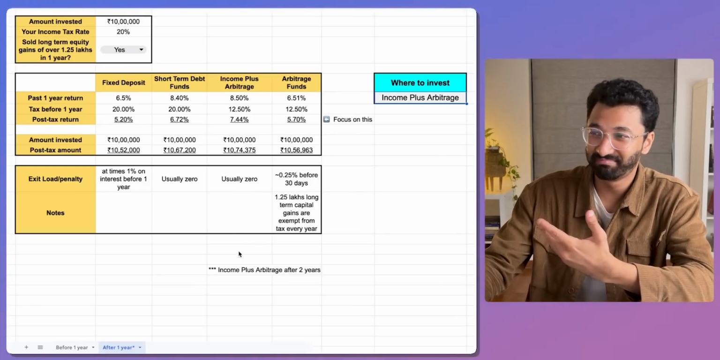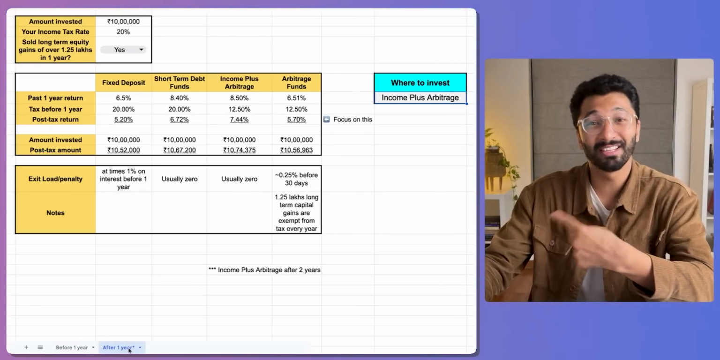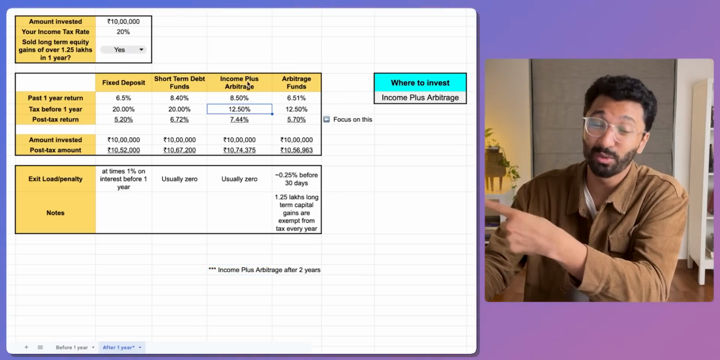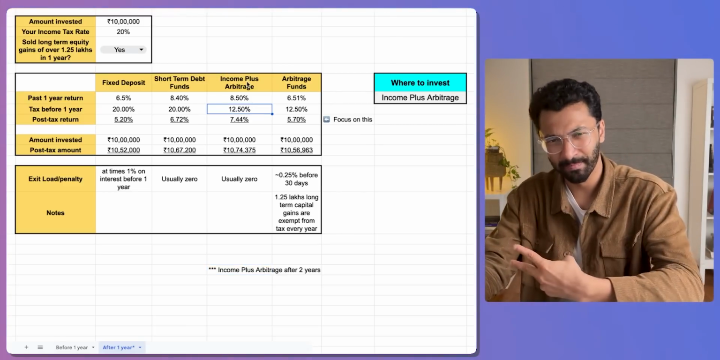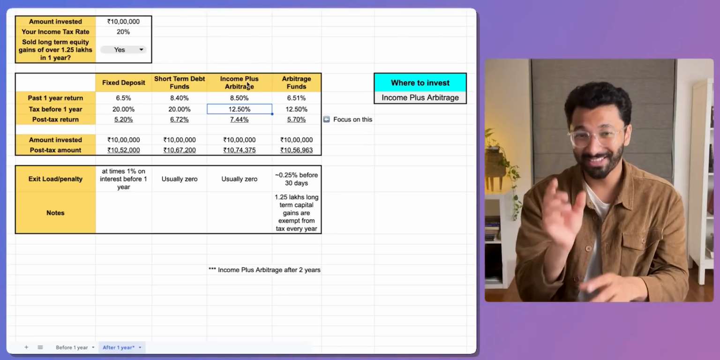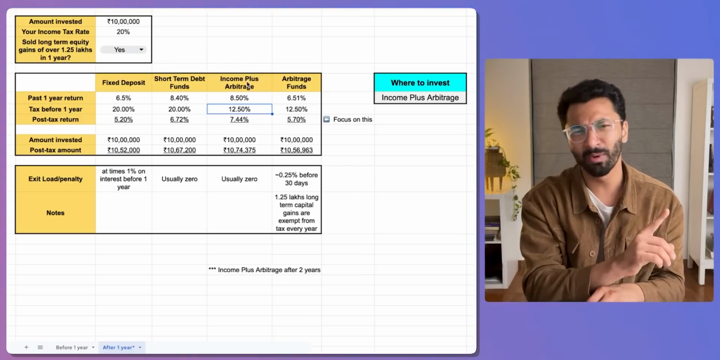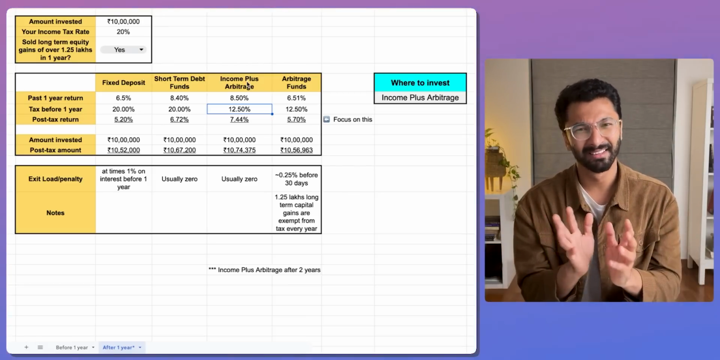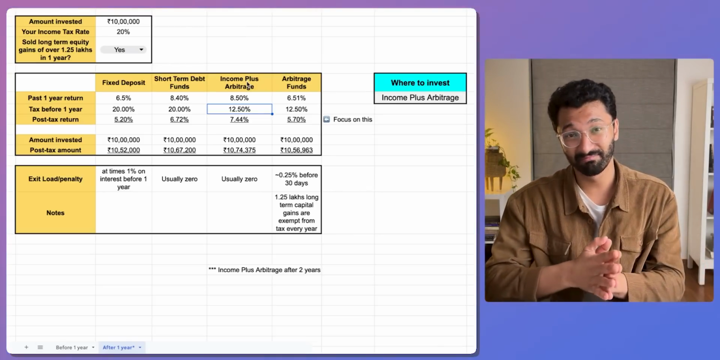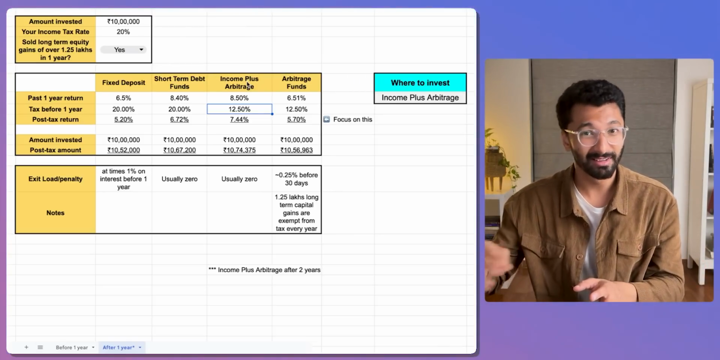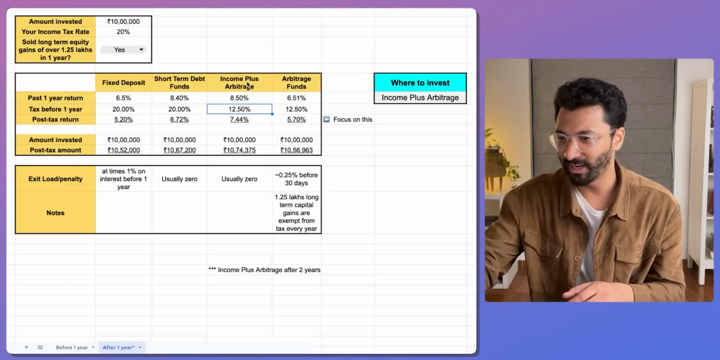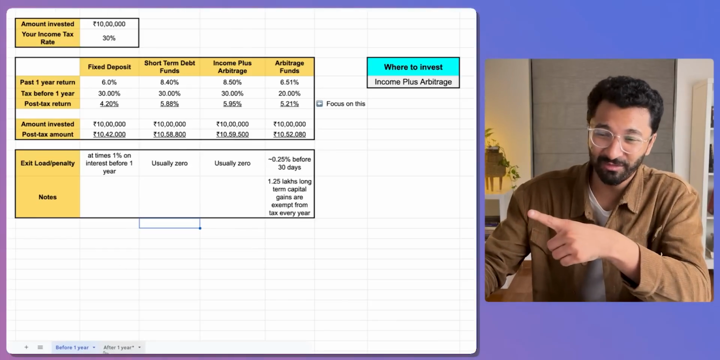But remember, even though this subsheet here says after 1 year, this favorable taxation for income plus arbitrage funds only kicks in after 2 years. So remember that. And if you have an SIP in these funds, then potentially some part of that SIP contribution will still be 1 year old. So remember that will still be taxed at a different level, which is your income tax level, whereas the investment that is now more than 2 years old, as the installments keep getting older and older, they would be taxed at 12.5%.